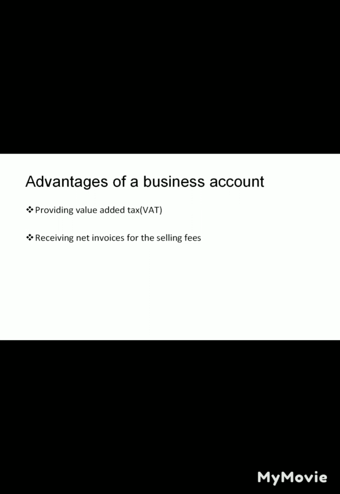If you're based in countries under the European Union, you can provide the value-added tax (VAT) percentage to buyers when you list up your item. Additionally, you can receive net invoices for the selling fees from eBay by providing eBay with your VAT identification number. Other than that, there will be tax advantages, but it's best to check with your accountant or your legal advisor.